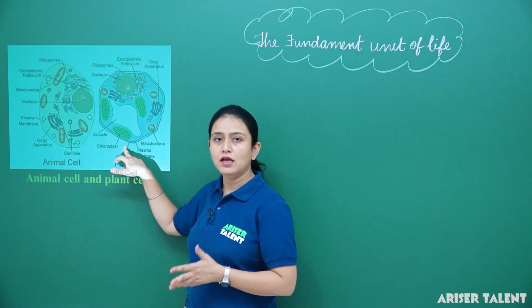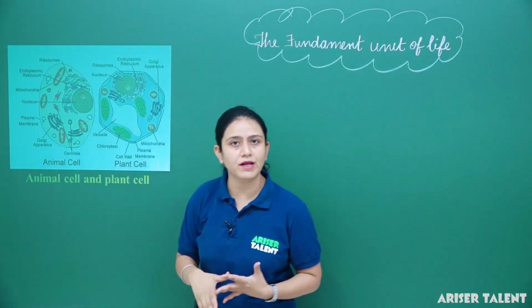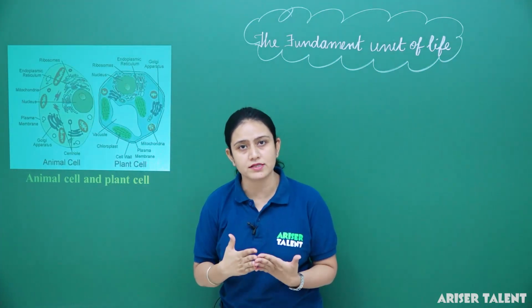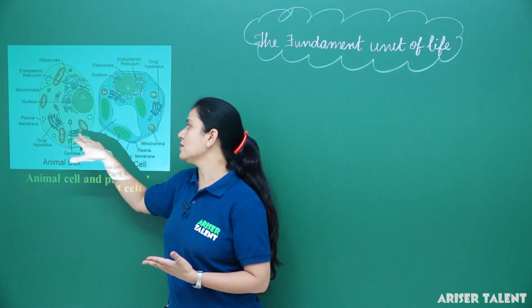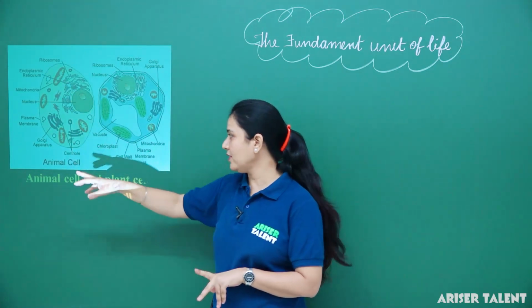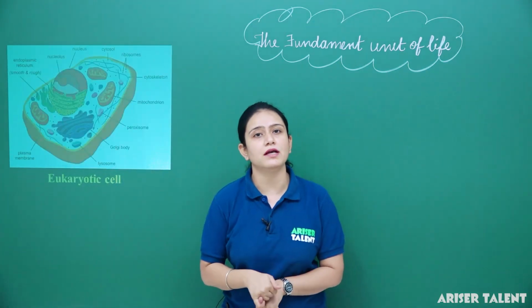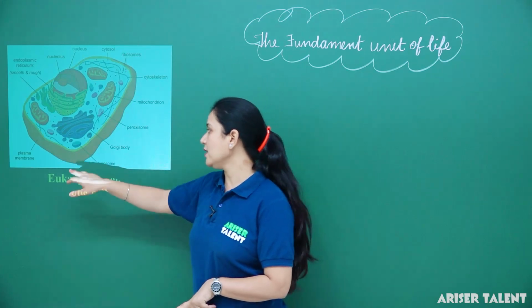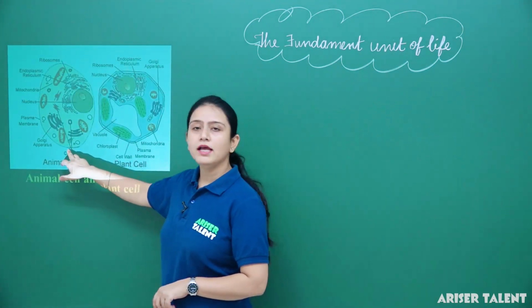Okay, now the rest points. Here we can see green structures are present. Okay, green structures are known as chloroplast. What is chloroplast? Chloroplast is a type of plastid. Here in the animal cell, green color plastids are absent. Okay, so we can say the difference between the animal cell and plant cell is that plastids are present in the plant cell but they are absent in the animal cell.